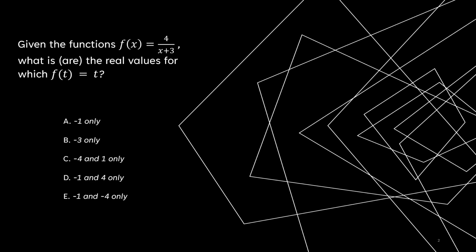Let's take a look at today's question of the day. Given the function f of x is equal to 4 divided by x plus 3, what is or are the real values for which f of t is equal to t? And there's 5 options there. At this point, I want you guys to go ahead and pause the video. See if you can solve this on your own and go ahead and type which answer you came up with in the comments, and we'll check and see if that's correct at the end of the video.